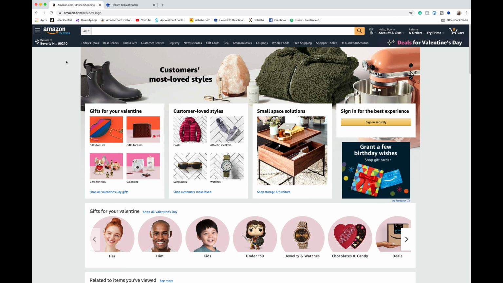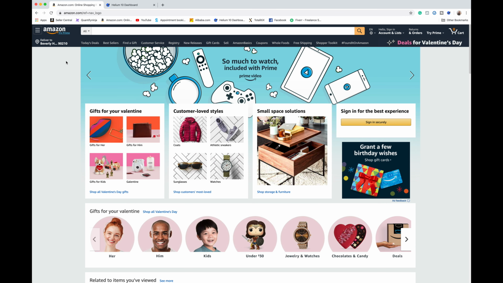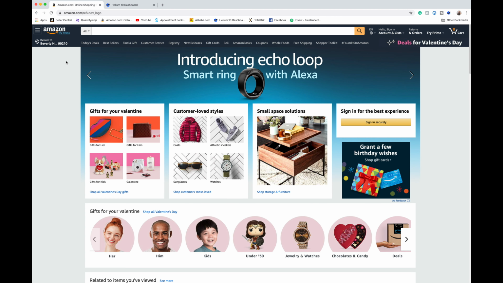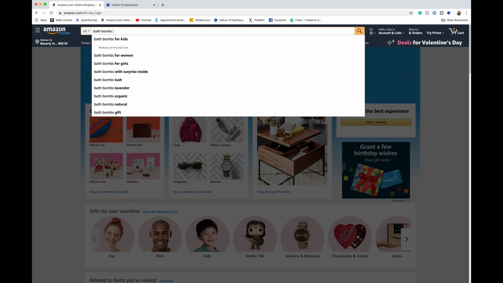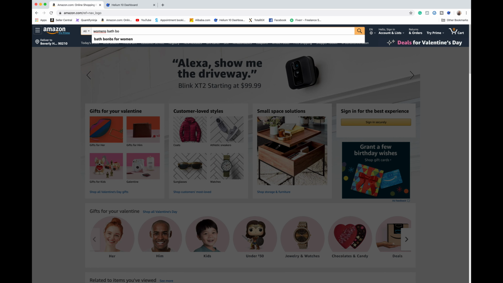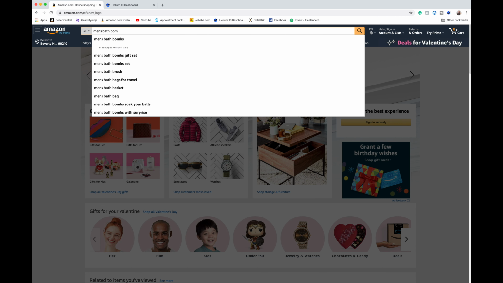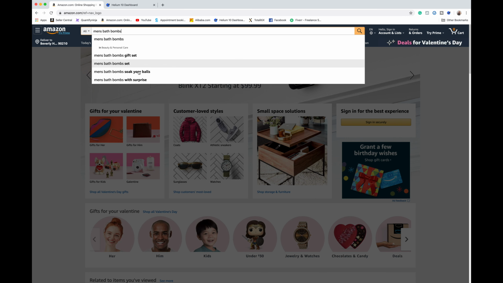Another way to find great differentiation points is to let Amazon search give you that. So for example, again, bath bombs is very saturated, but I could have typed in bath bombs for and then see what people are searching for: kids, for women, girls, men, teens, boys, her, woman's gift, etc. Or women's bath bombs with surprise inside, or men's bath bombs gift sets, with surprise, okay.